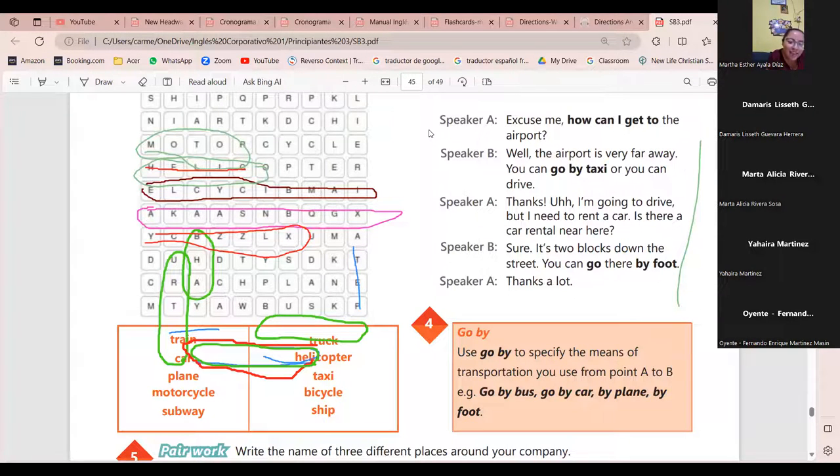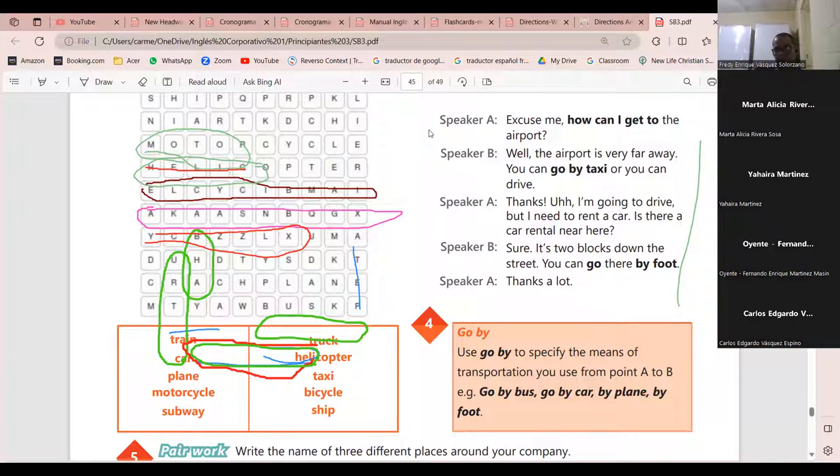Well, the airport is very far away. You can go by taxi or you can drive. I'm going to drive, but I need to rent a car. Is there a car rental near here? Sure. It's 2 blocks down the street. You can go there by foot. Thanks a lot.